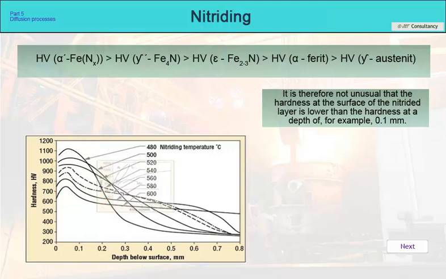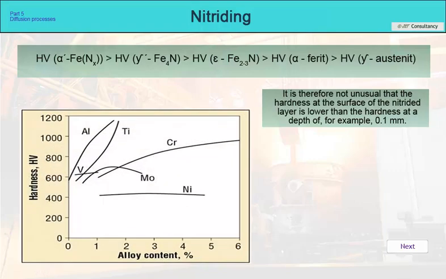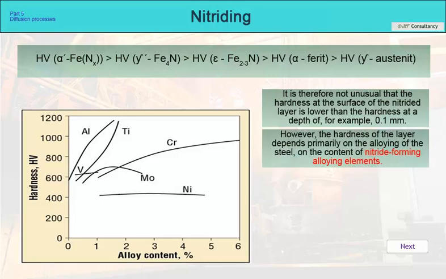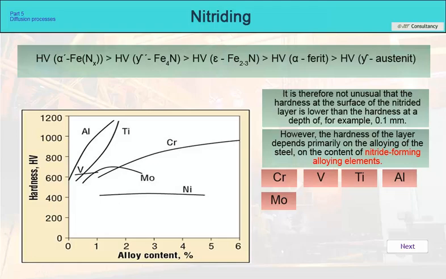However, the hardness of the layer does not depend only on the nitrogen saturation. It is determined primarily by the nitride-forming alloying elements. These are chromium, vanadium, titanium, aluminum, molybdenum, and others. The more of these nitride-forming elements there are in the steel, the higher the hardness of the nitride layer.